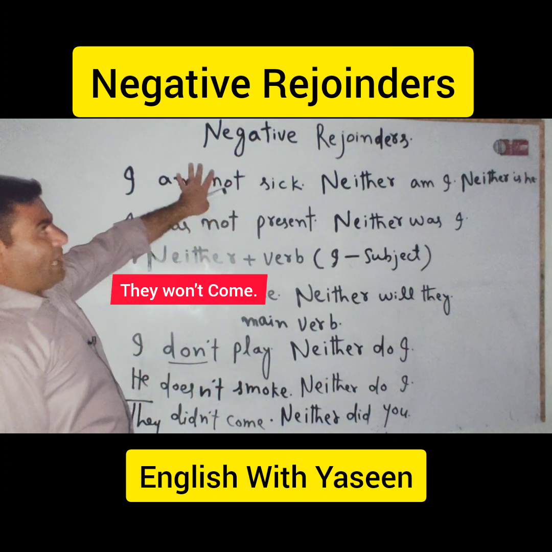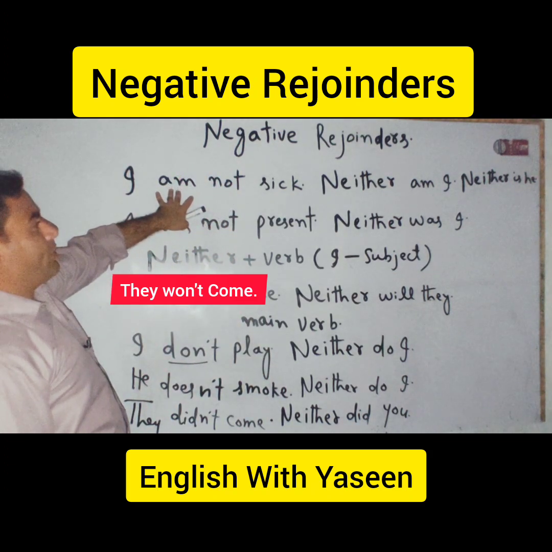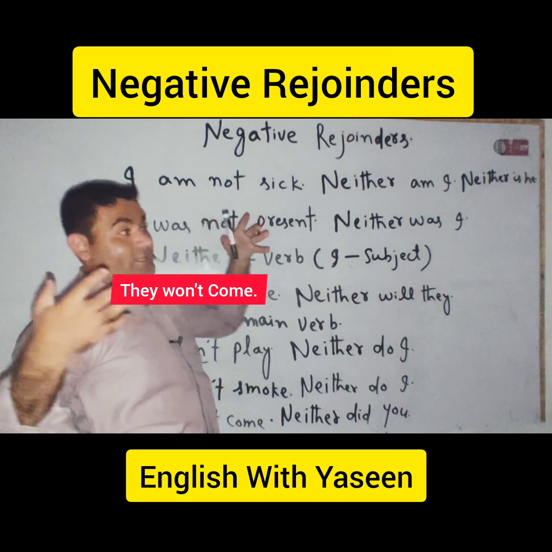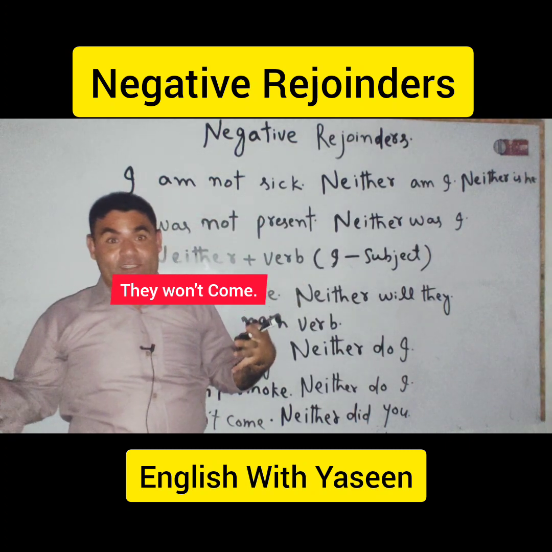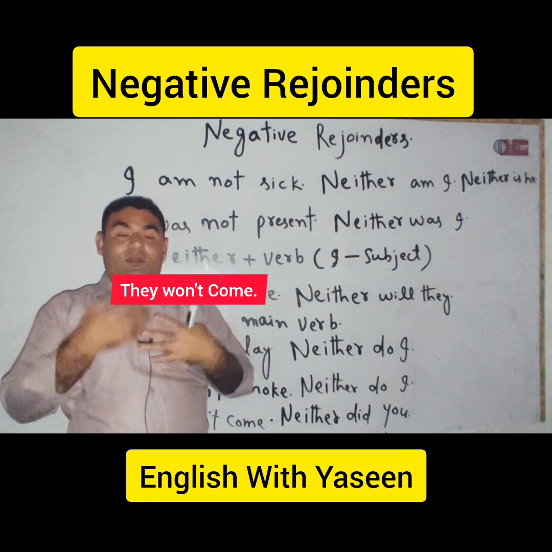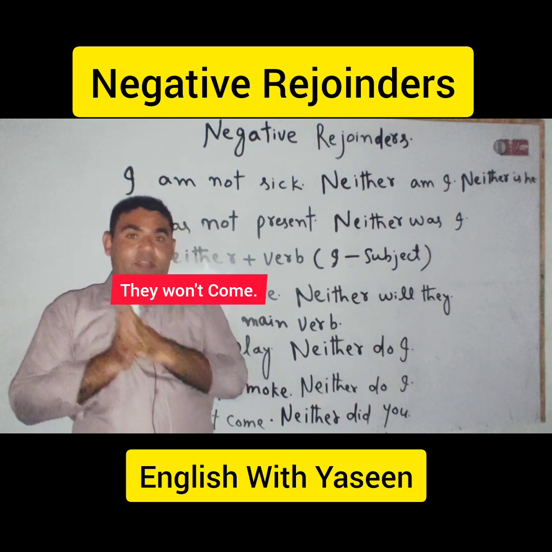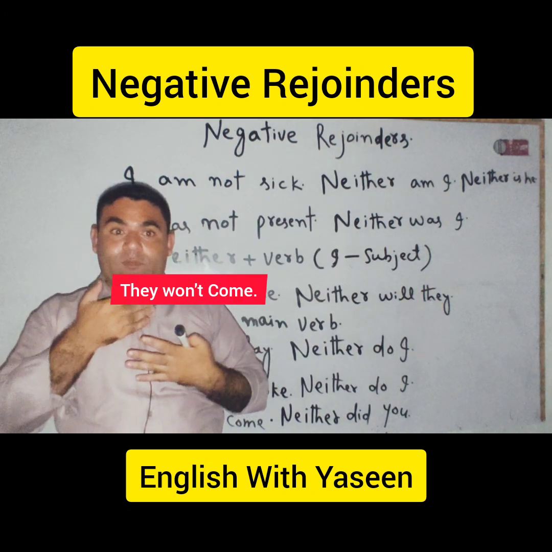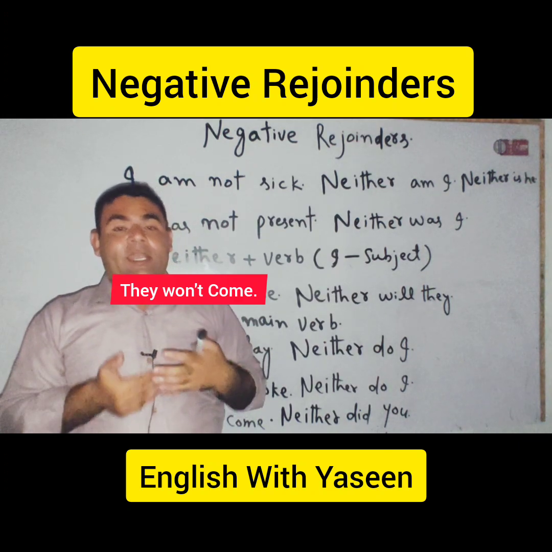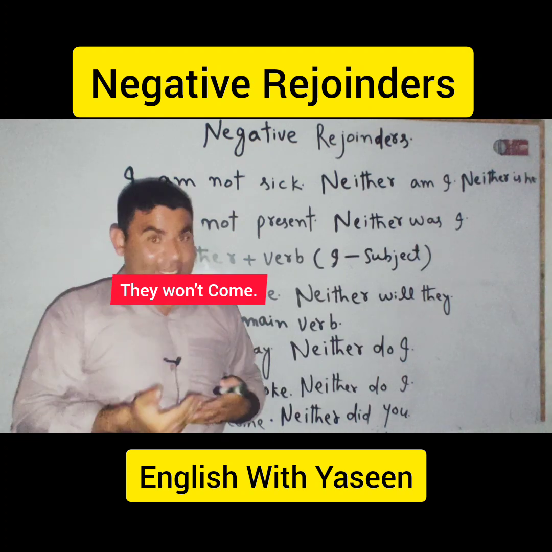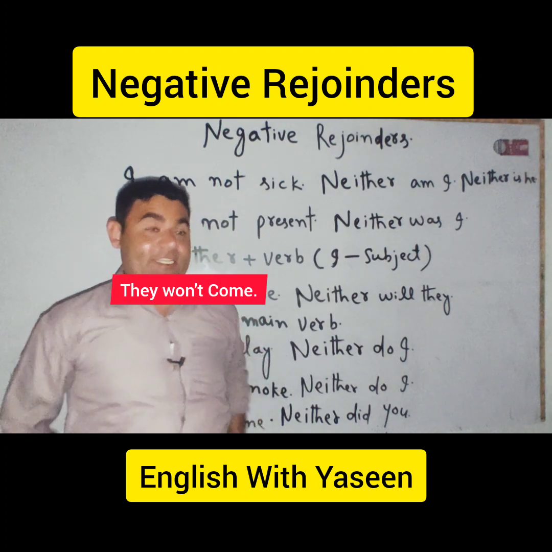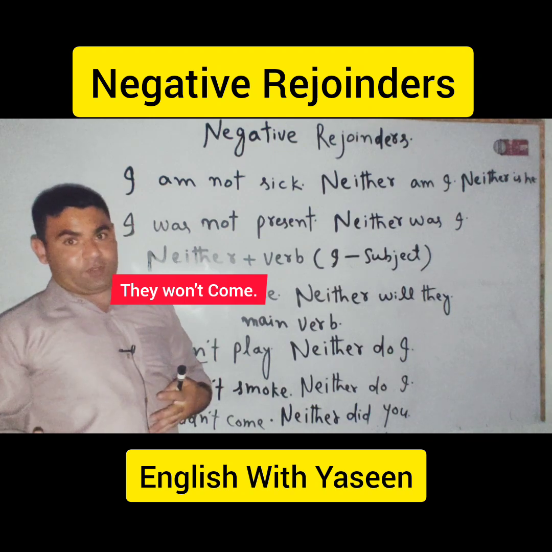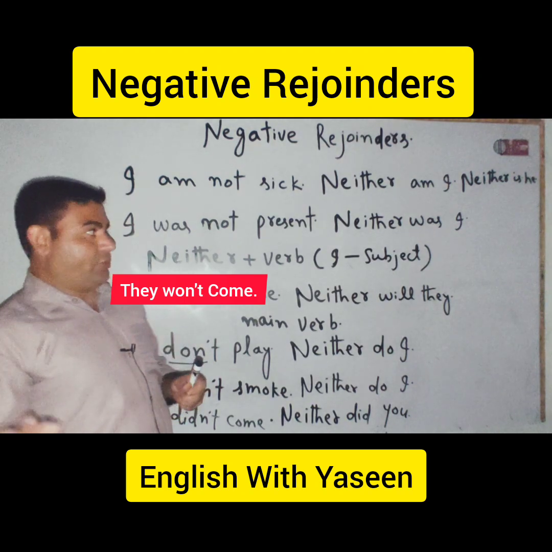So negative rejoinders, for example, someone wants to use a negative sentence. A negative rejoinder is what we discuss. We discuss a situation in which someone negates something, and you also want to negate, you also want to use a negative sentence. So how will you make or form rejoinders?